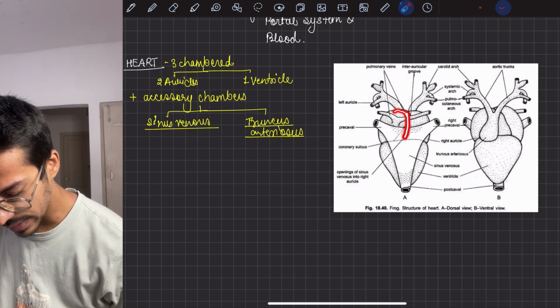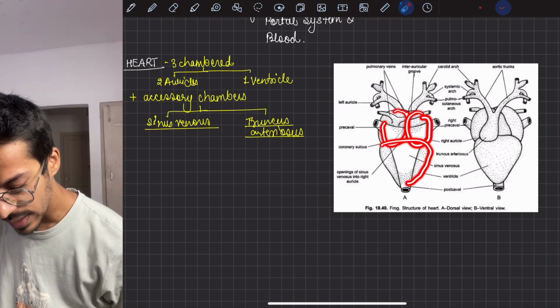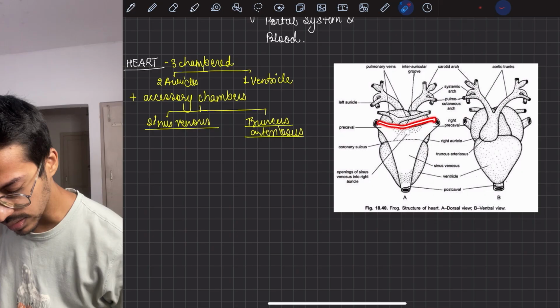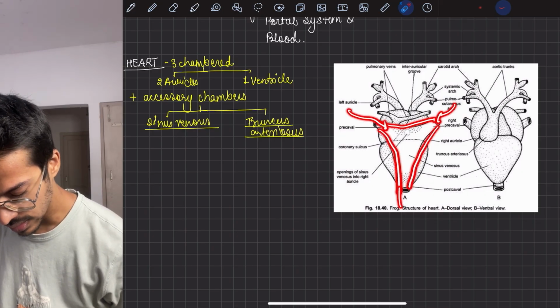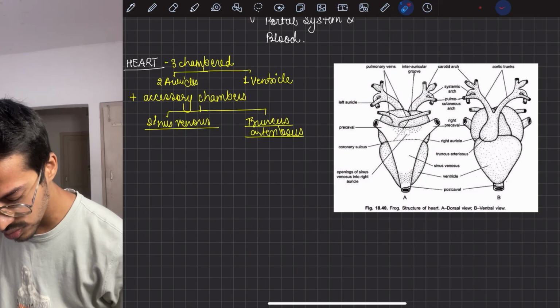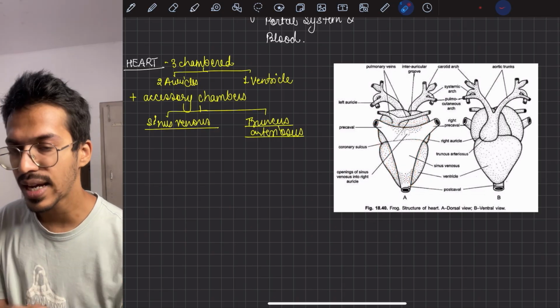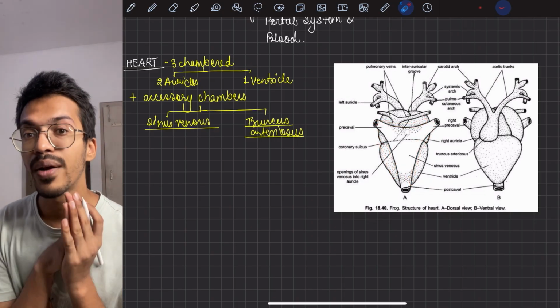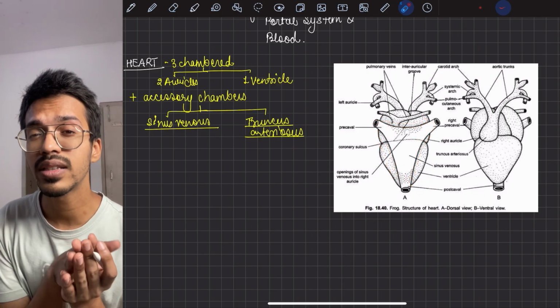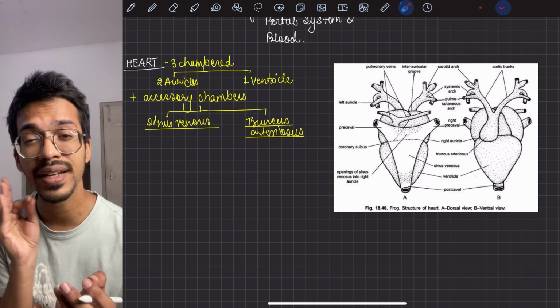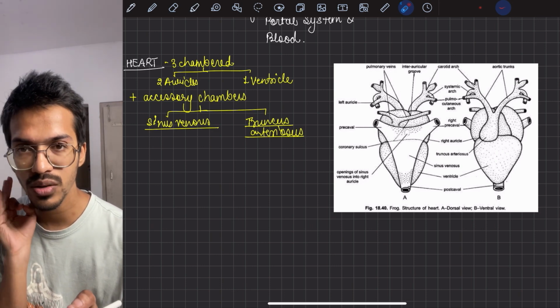One auricle, second auricle, and the ventricle. In front of it, this structure is present. And this structure must be containing things. So what is this structure? This whole structure is called the sinus venosus. And when the word venosus comes, it means vein. The word venosus itself means vein.